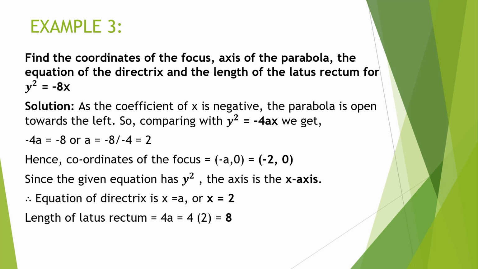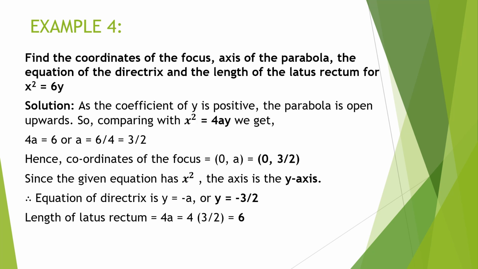So in this case, y square is equal to minus 4ax. What will be the coordinates of the focus? Minus a, 0. That means minus 2, 0. Since the given equation has y square, in the form y square is equal to minus 4ax, we know that the axis is the x-axis. So the equation of the directrix will be x is equal to a, or x is equal to 2. And the latus rectum is always 4a, which is 8. So as I told you, if you remember the previous chart, you can solve any example.